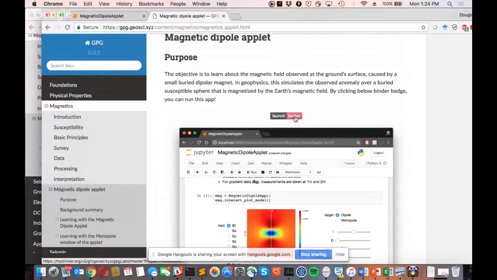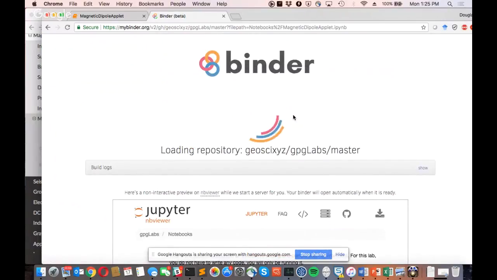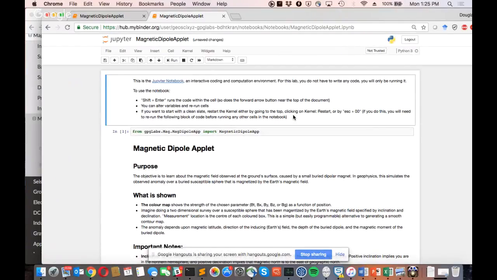There's also something here called binder, and this is how you're going to access the app. So I'm going to press on this, and then these wheels are going to come up and spin around for a bit. Generally not very long, but depending upon the usage, it could take a little longer. What this is doing is spinning up an instance of Jupyter.